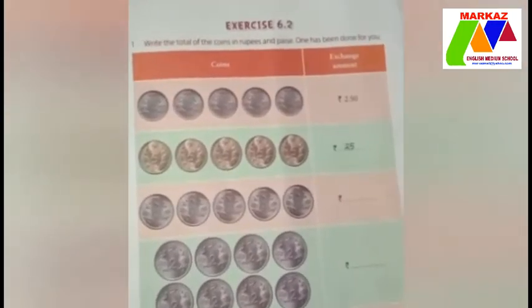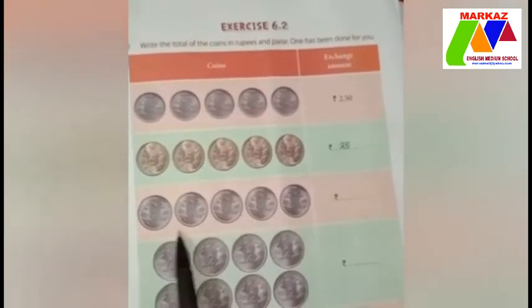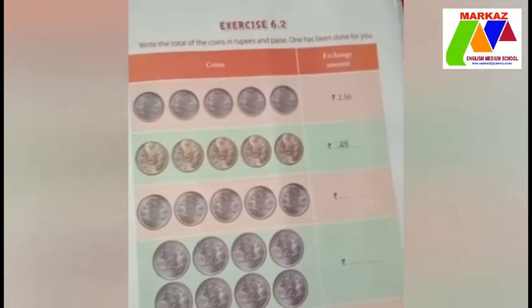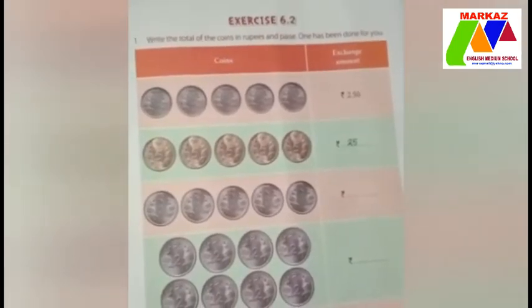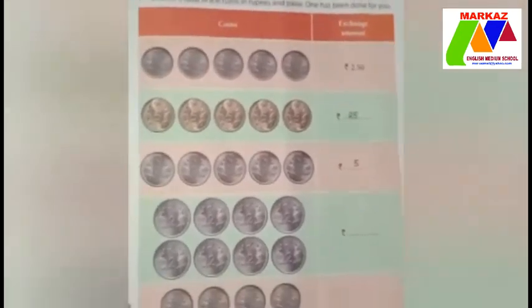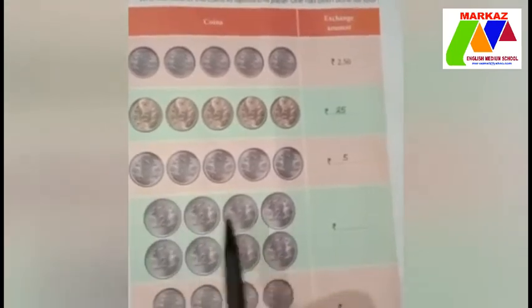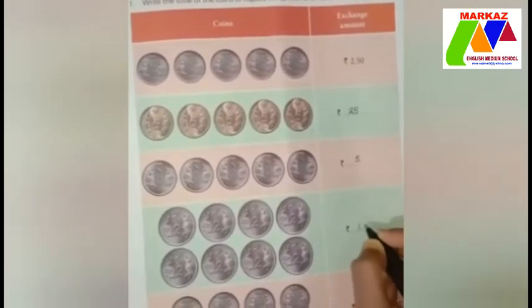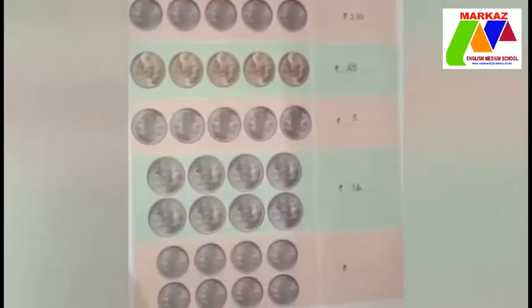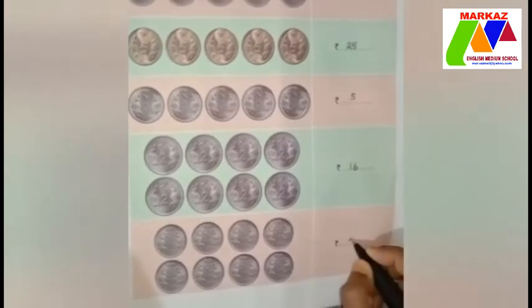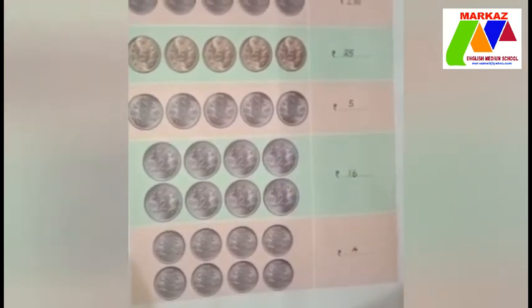If we have 5 1 rupee coins, which is equal to rupees 5. Then if we have 8 2 rupee coins, which is equal to rupees 16. If there are 8 50 paise coins, which is equal to rupees 4.